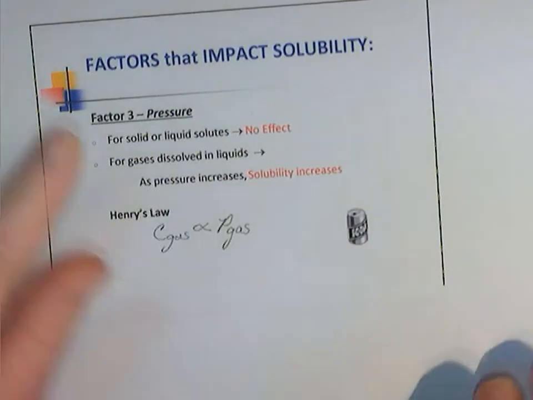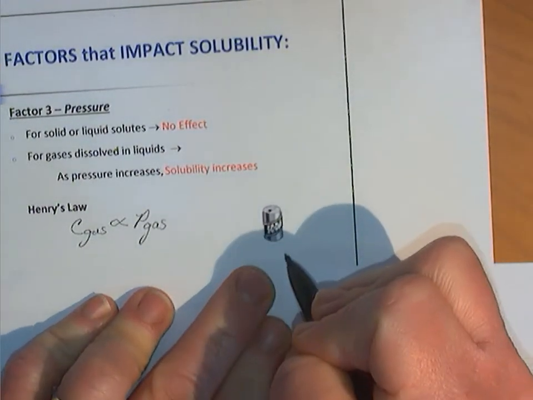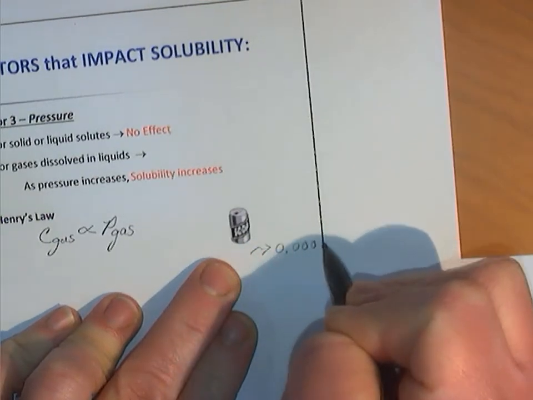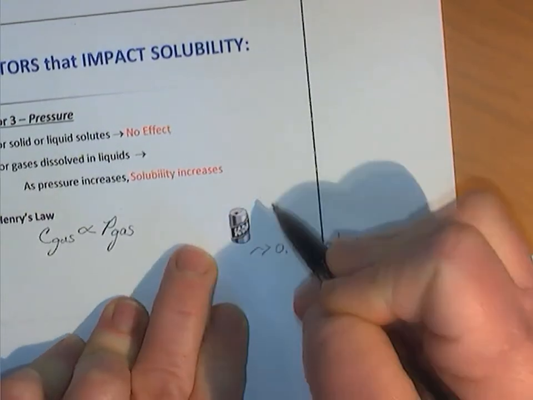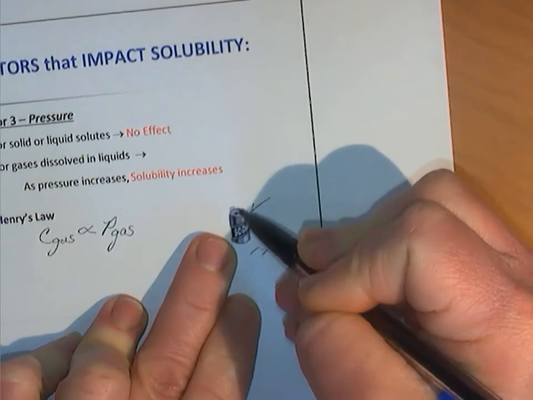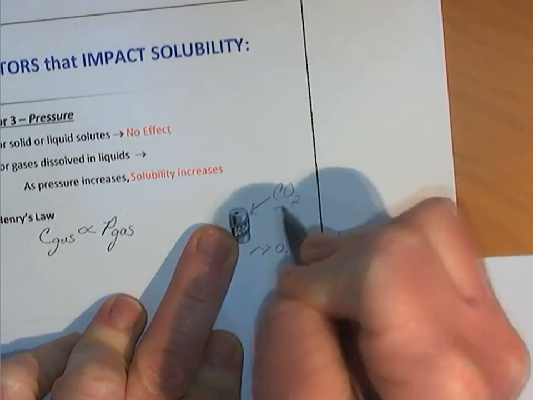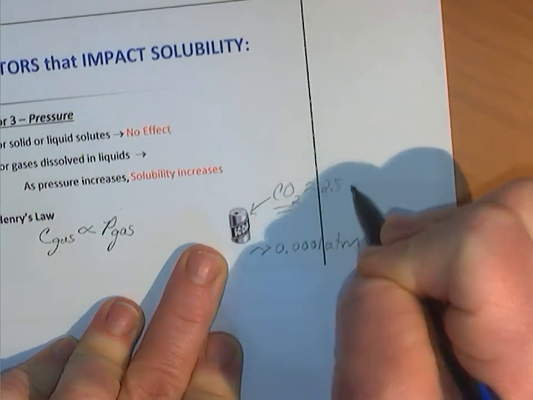Now, the pressure of carbon dioxide in the atmosphere, and please do not quote me on this, is something like 0.0001 atmosphere, which is very, very low. Well, in a soda can, the pressure of carbon dioxide above the solution usually starts at about 2.5 atmospheres.